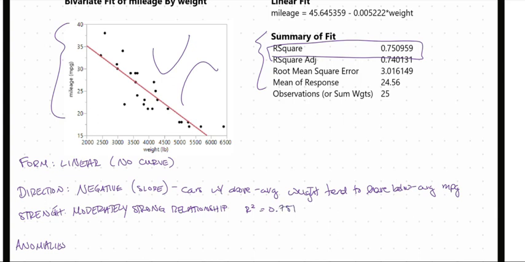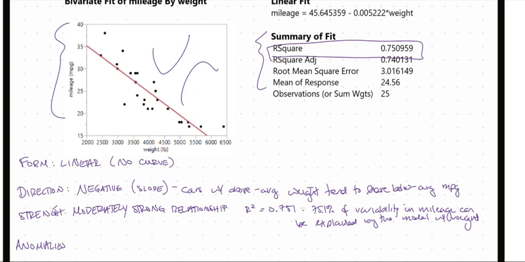0.751. That means 75.1% of the variability in mileage can be explained by the model with weight. So when we use weight to predict mileage, we explain 75.1% of the variability in mileage. So that's doing pretty well.